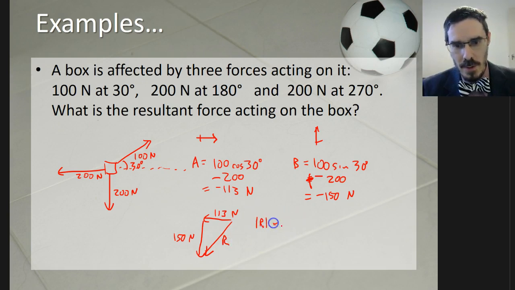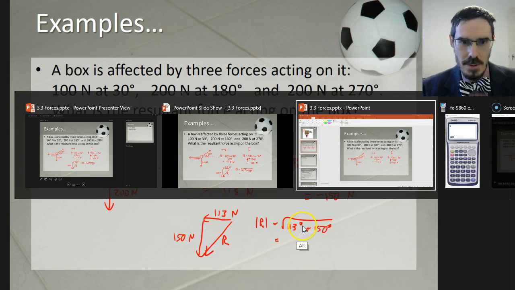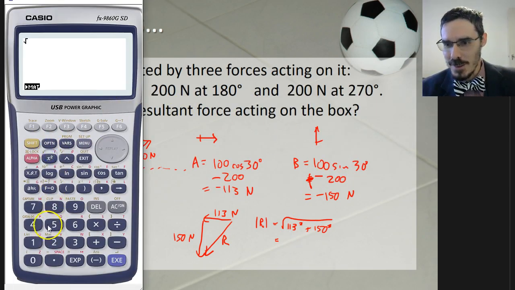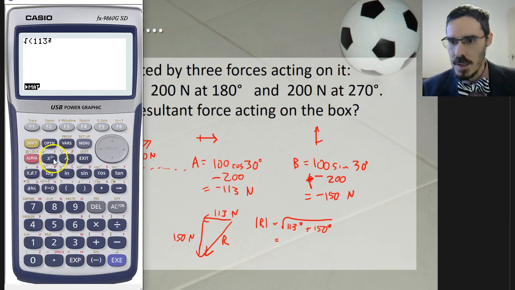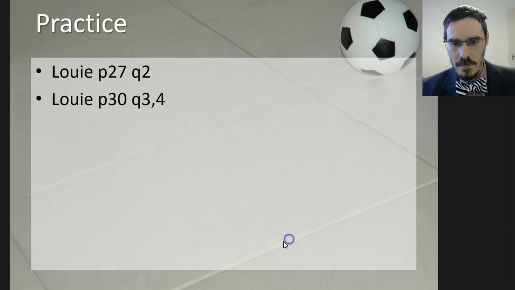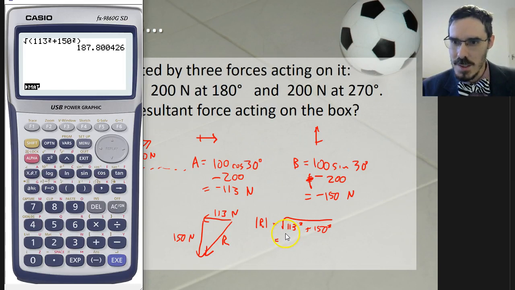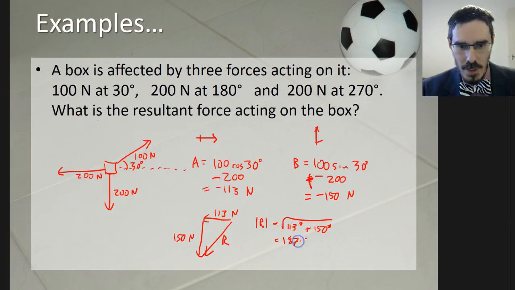Well, the size of that force is given by Pythagoras' theorem. The square root of 113 squared plus 150 squared. Let's try again. 113 squared plus 150 squared, square root, is 187.8. Not doing well today. The number was 187.8 newtons.